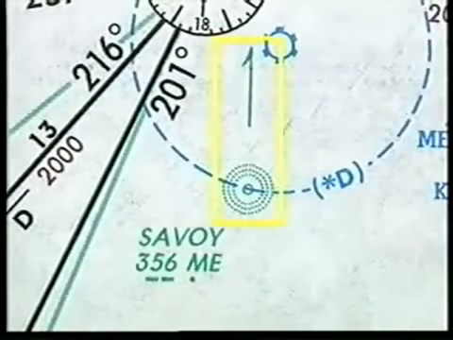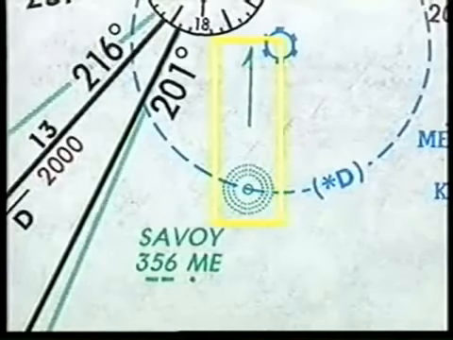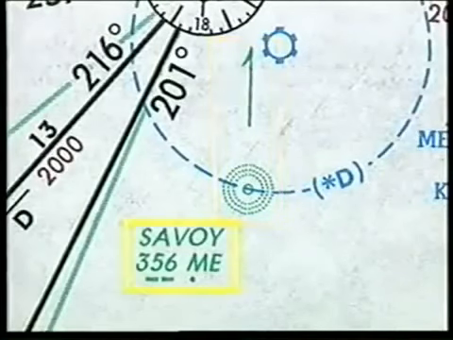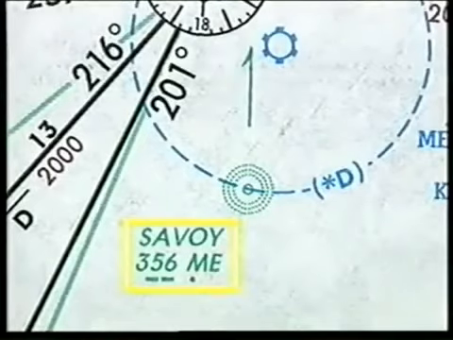NDBs are marked by a series of 3 concentric green dotted circles with a thin barb pointing to magnetic north. The frequency, identifier, and Morse code for the NDB are listed below the facility name.